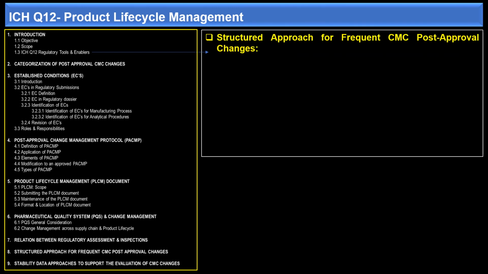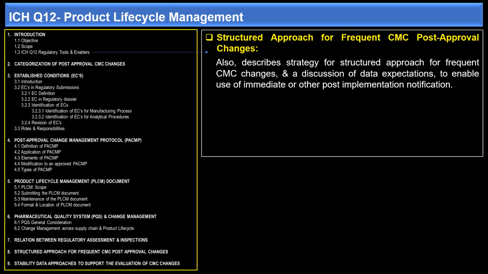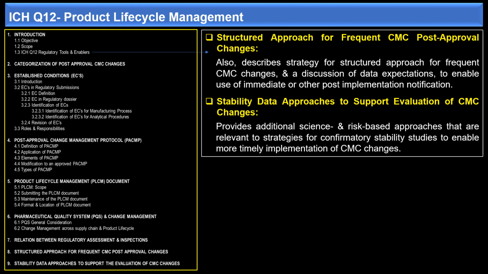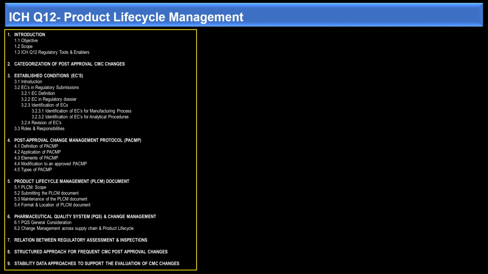The next part under the same regulatory tools and enablers defines the structured approach for frequent CMC post-approval changes. So it describes the strategy for a structured approach and a discussion of data expectations to enable use of intermediate or other post-implementation notifications. The stability data approaches to support the change: it provides additional science and risk-based approaches that are relevant to strategies for confirmatory stability studies to enable more timely implementation of the CMC change.